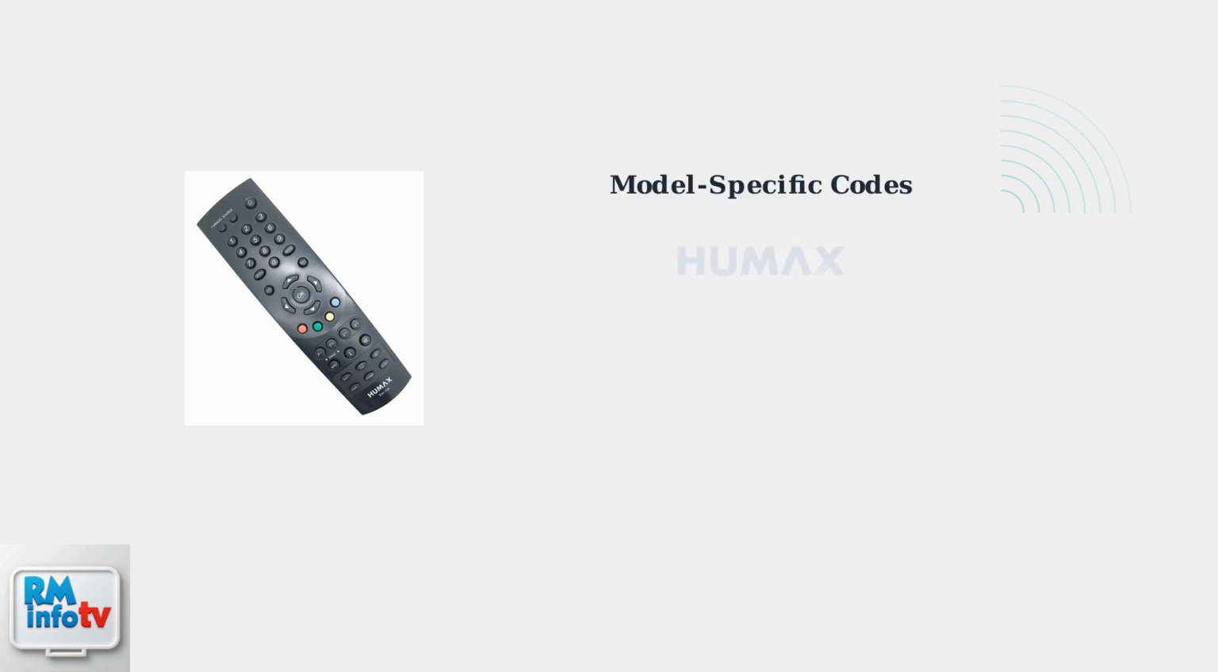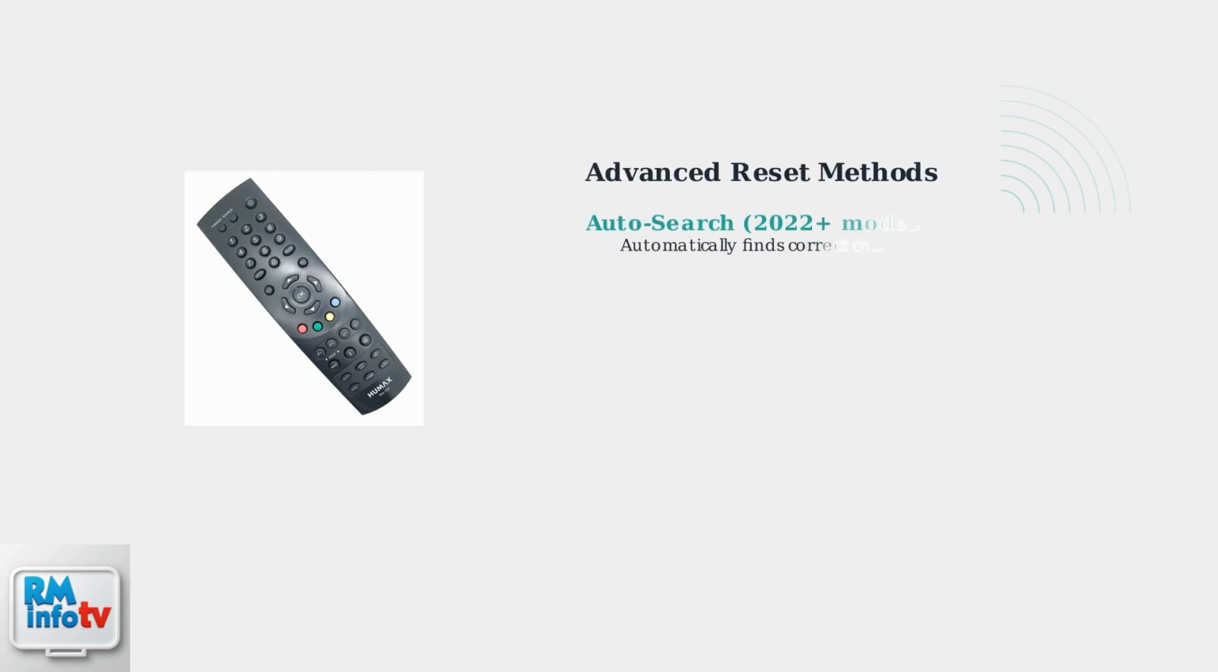If the universal reset fails, try model-specific codes. Each Humax device has unique programming codes. Check your manual or the Humax website for your specific model code. Newer remotes from 2022 onwards have an auto-search function that automatically finds the correct codes. For a complete factory reset, remove the batteries, press all buttons to discharge any remaining power, then reinstall the batteries.